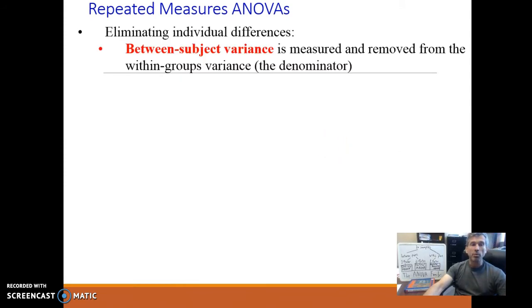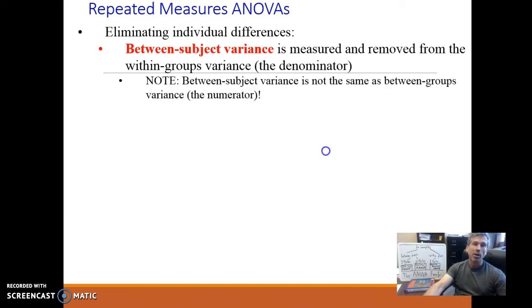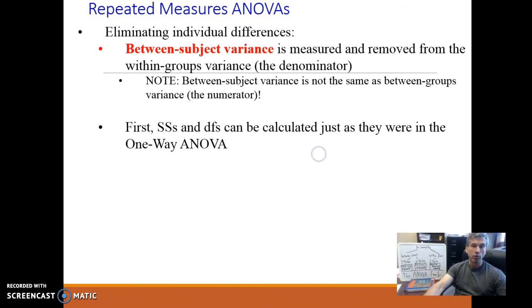We calculate what is called between subject variance. So, oh boy, another kind of variance, huh? We subtract that variance and then we just remove it from the denominator before we calculate our F ratio. So, important note, statisticians are not real creative with the names they give to things. Between subject variance sounds a lot like between groups variance. Between groups variance is our numerator. Between subject variance is a portion of the denominator. And again, it refers to how much subjects differ or participants differ from each other instead of how much groups of participants, groups of data differ from each other in terms of those individual differences.